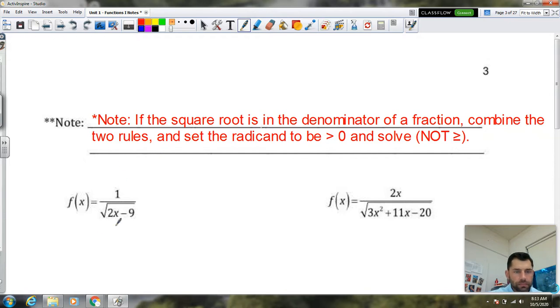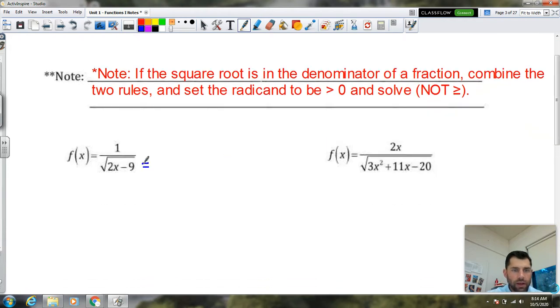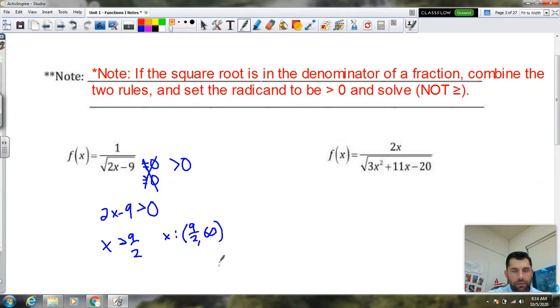So I guess long story short, we need to combine our two rules here. Since it's in the denominator, we know it can't be 0. But it's also under a radical, so we know it has to be greater than or equal to 0. So if we look at these together, the only way this all works out is if that 2x minus 9 is just plain old greater than 0. Okay, so we'll solve that. You can see pretty quickly we would get x greater than 9/2, and that is our domain, x greater than 9/2. So 9/2 all the way up through infinity.